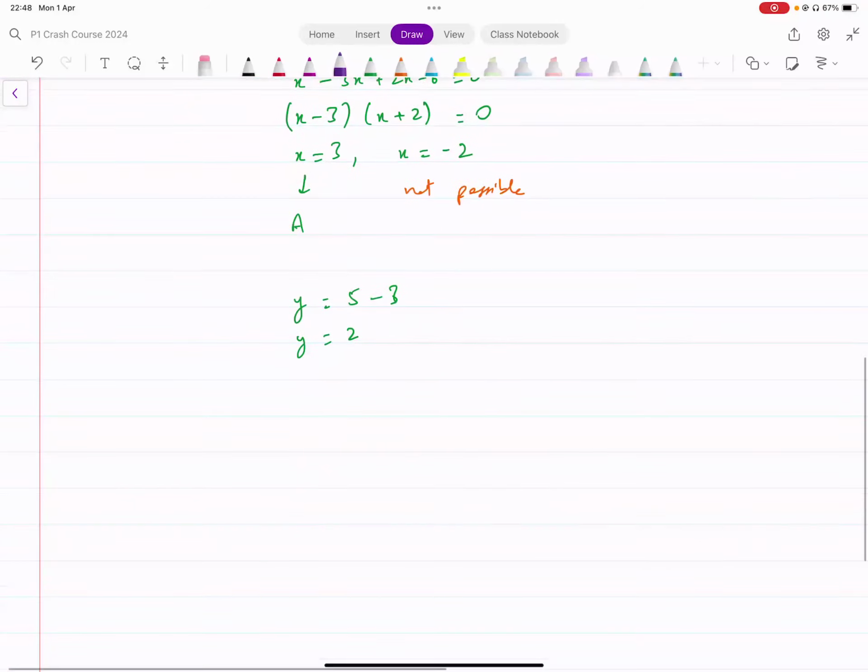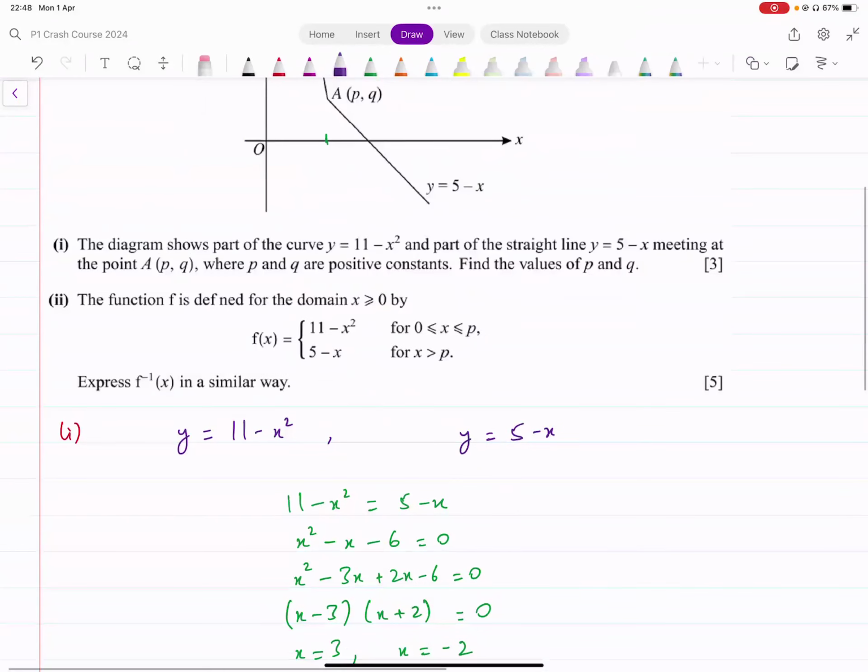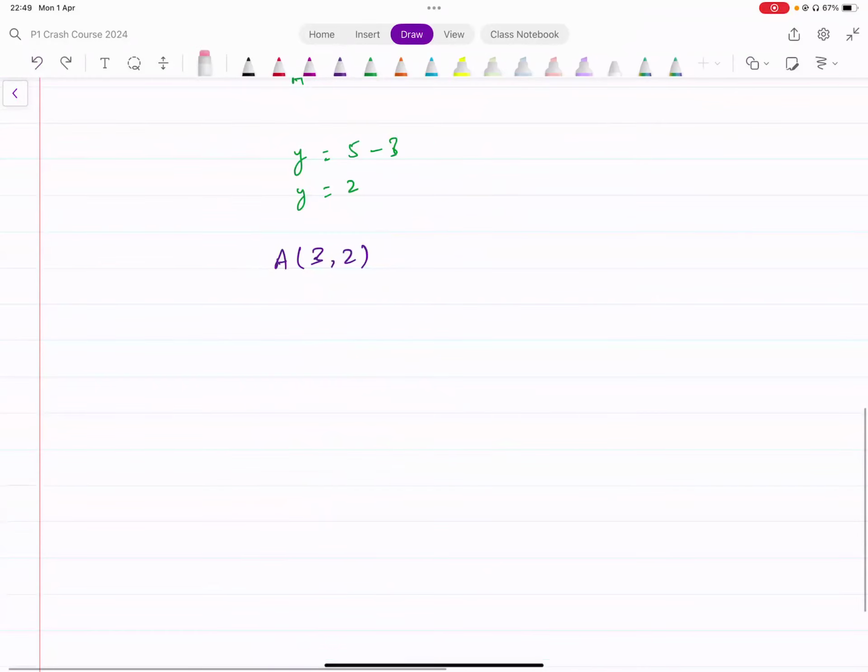So the point A, therefore, equals (3, 2). Okay, that's the point that we were looking for. Now, they basically asked us to find the values of p and q, and they told us that the point A has coordinates (p, q). All right, so we should write the values of p and q here.